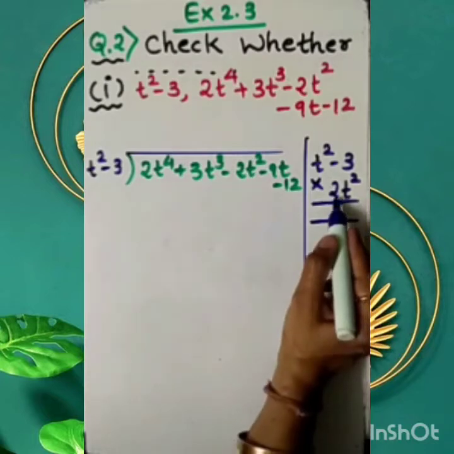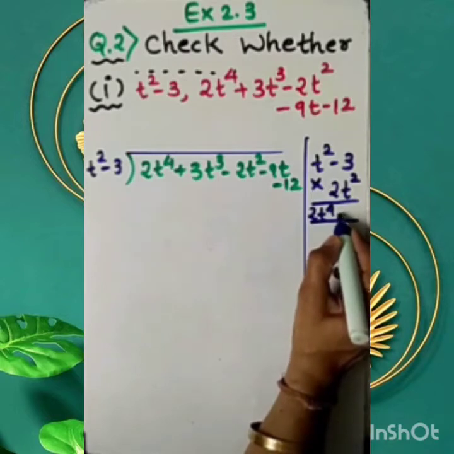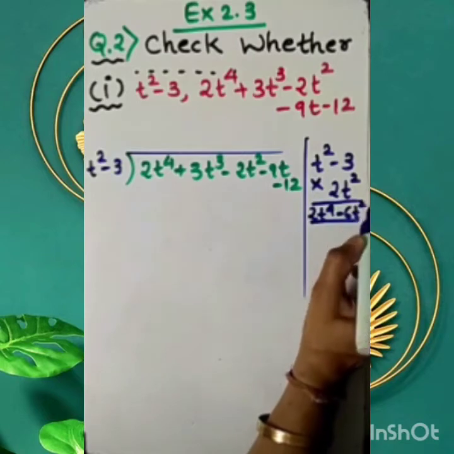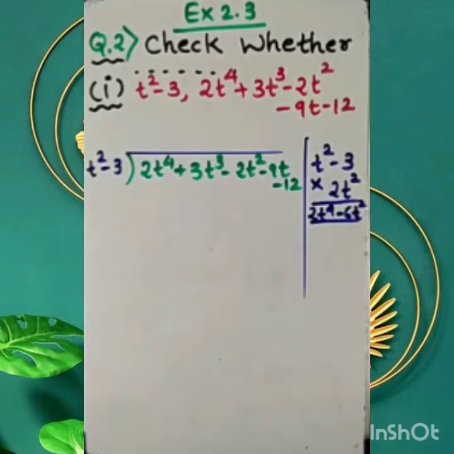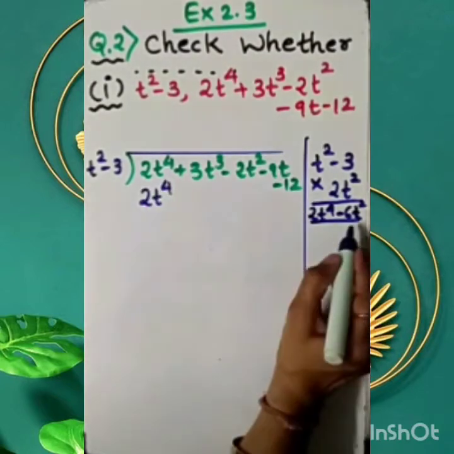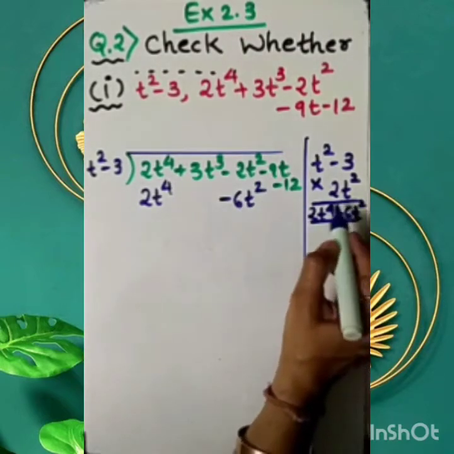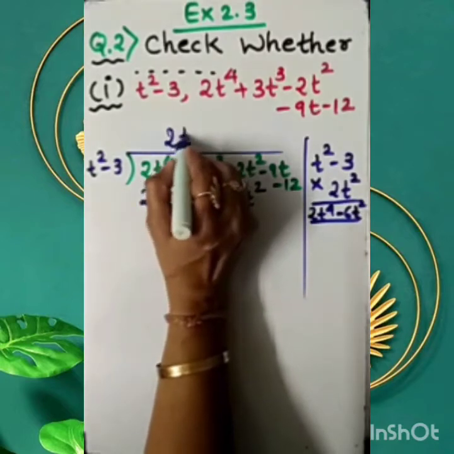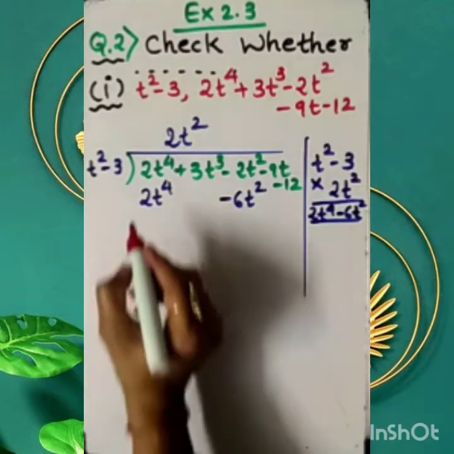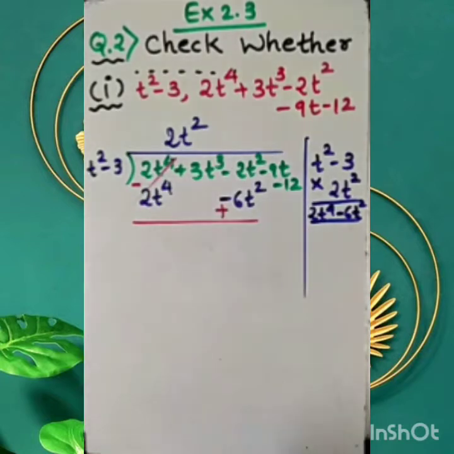Reason behind that, when I multiply this with this, I will have 2t to the power 4 minus 6t square. Got it? This is 6t square. Now I am going to put here 2t to the power 4 minus 6t square, and I am multiplying with 2t square, so I am writing it as a quotient. Now as usual, you know very well we need to change the sign. That's why this term will be cancelled.